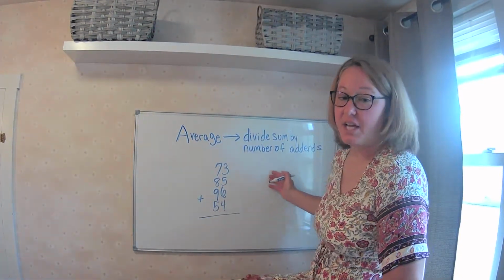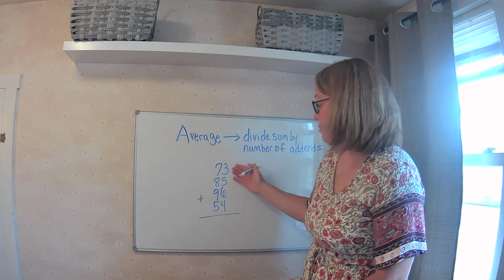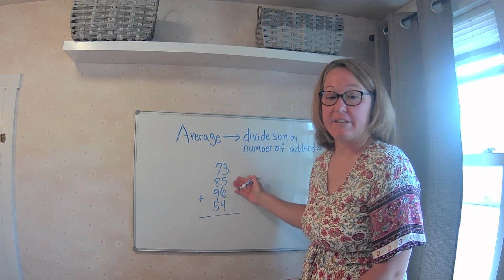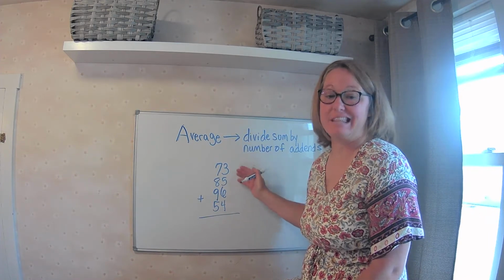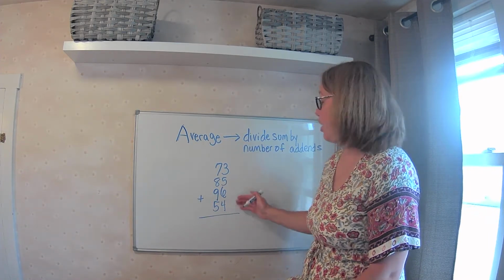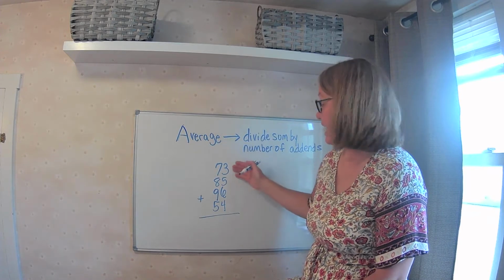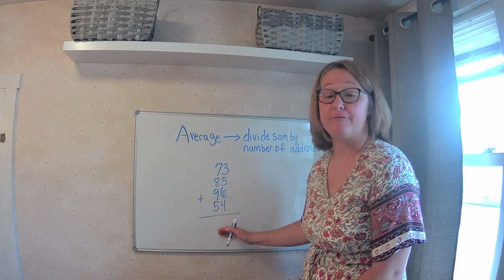Okay, as you can see, I wrote some numbers on here. I wrote 73 plus 85 plus 96 plus 54. First off, we have to find the sum of these addends. So first we'll use addition. We have an addend, an addend, an addend, an addend. We need to find the sum.